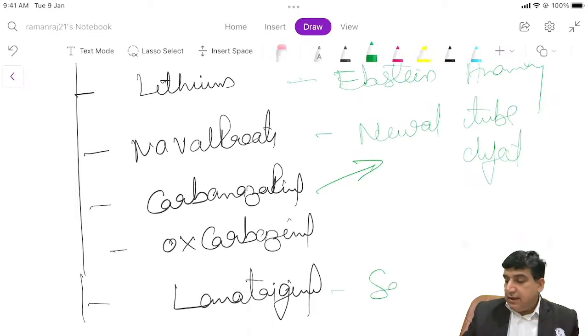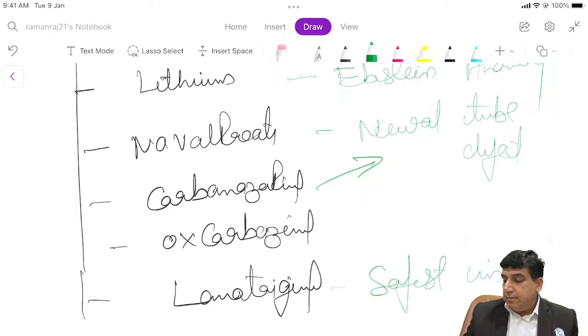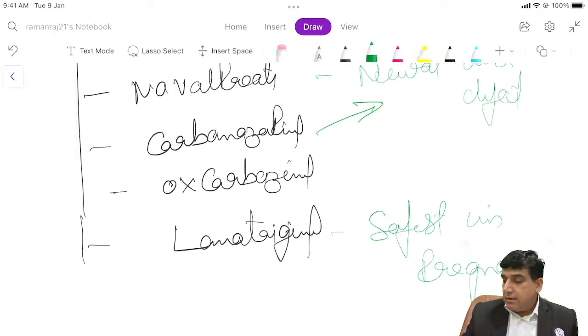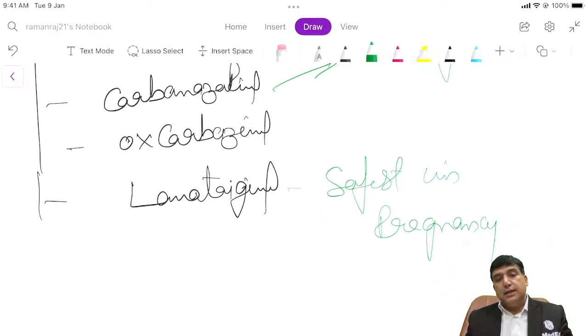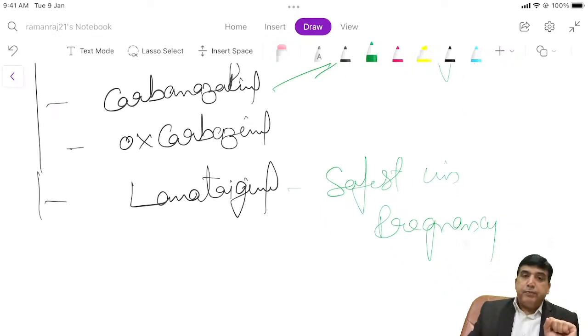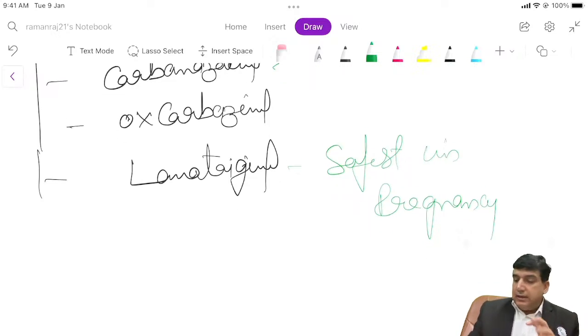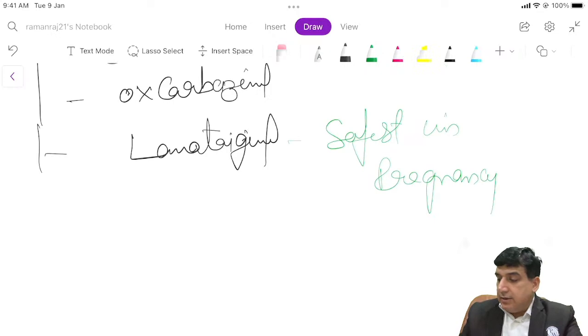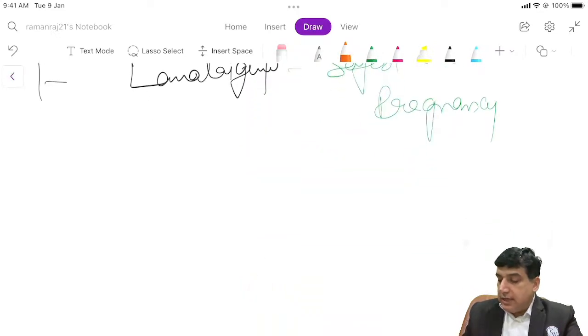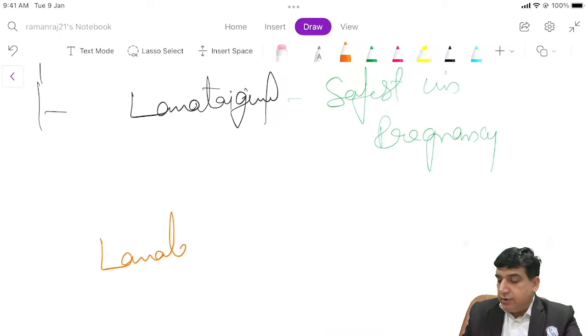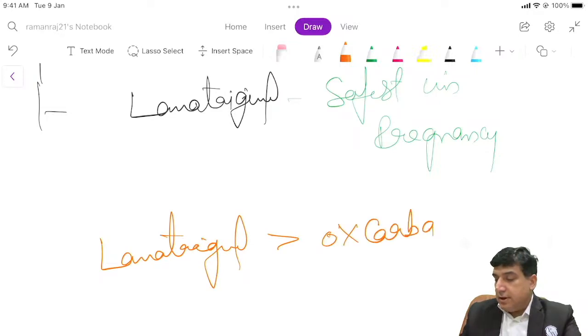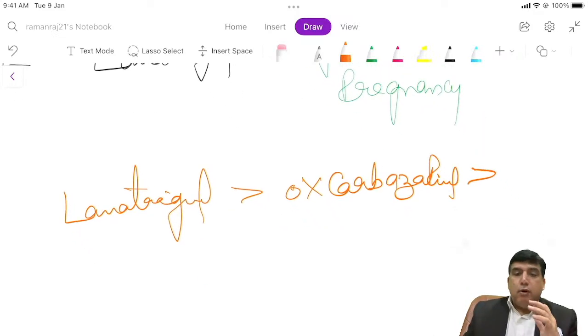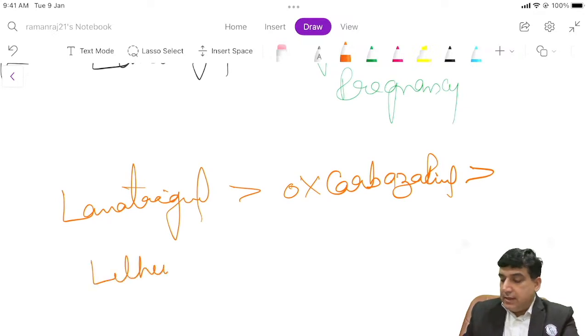Lamotrigine is the safest mood stabilizer in pregnancy. Okay, so lamotrigine is the safest one. I'll just write it and then further we'll discuss. So the safest is lamotrigine. If lamotrigine is not in the options, oxcarbazepine. If oxcarbazepine is not in the options, then you go for lithium. That's how you have to remember.